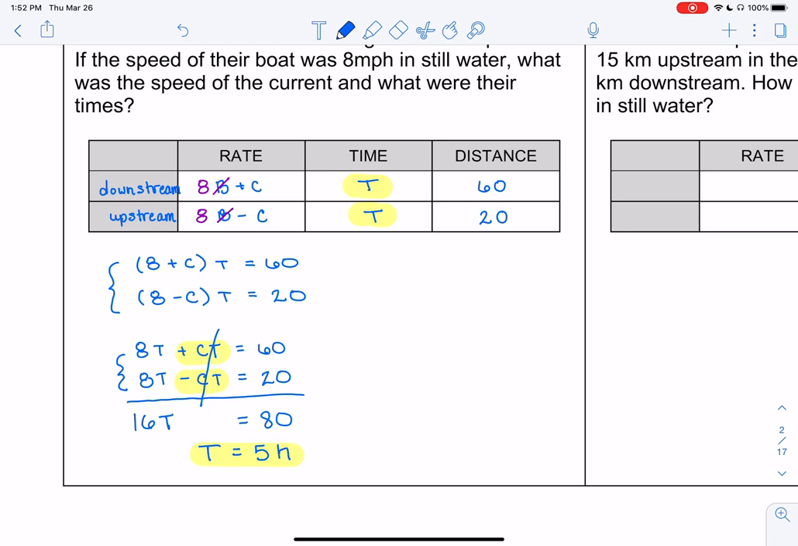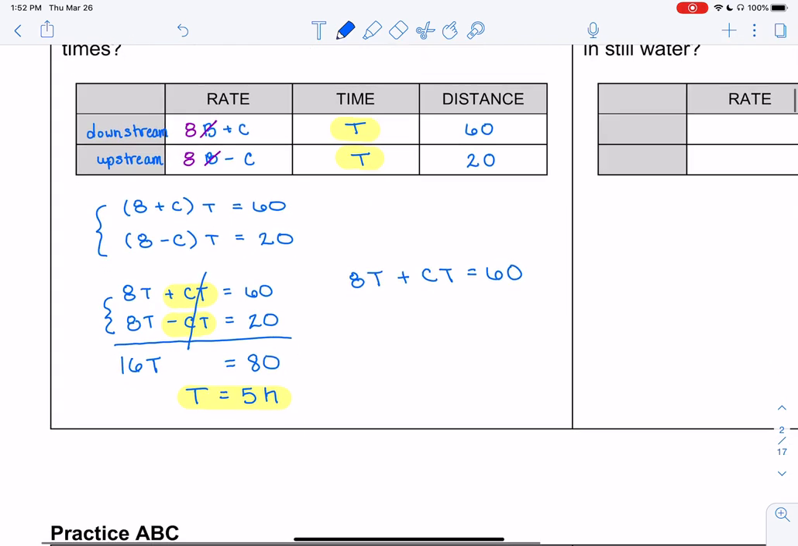Then it asked for me still to find the speed of the current. Well, that is variable c. So I need to go back to, I'm going to take this equation right here, 8t plus ct equals 60, and I'm going to plug in my t value now that we know that it is 5. So I have 8 times 5 plus c times 5 equals 60.